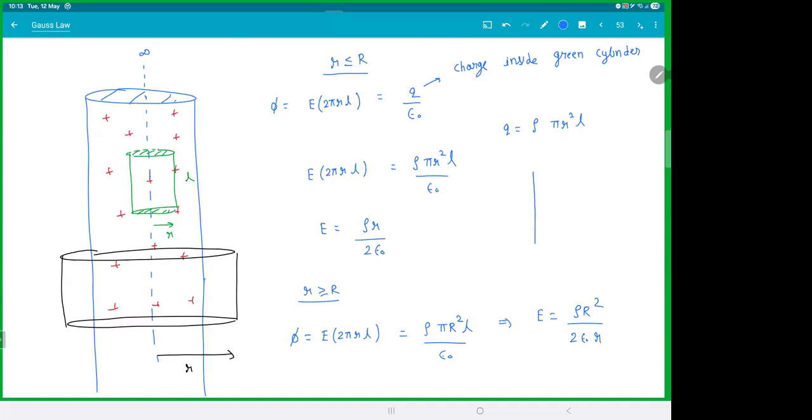If I ask you to plot a graph, E versus r, the graph would look like this. It's a linearly increasing function and then decreases. Again, it looks like the solid sphere result. It's not the same though. It's 1 by r. All clear with this? You're getting how to use these things? You should definitely try this again on your own once more. Any doubts on this?